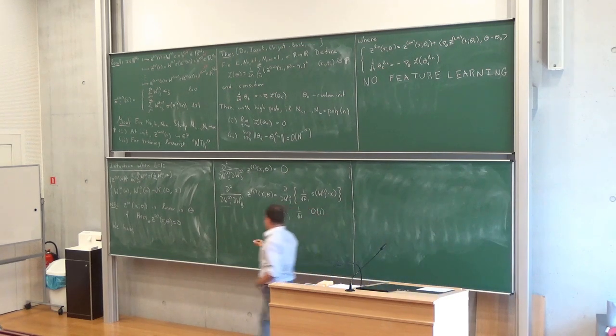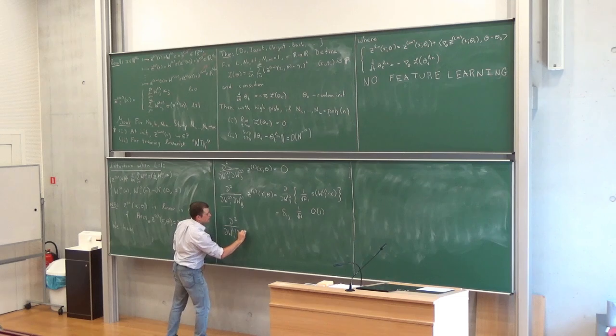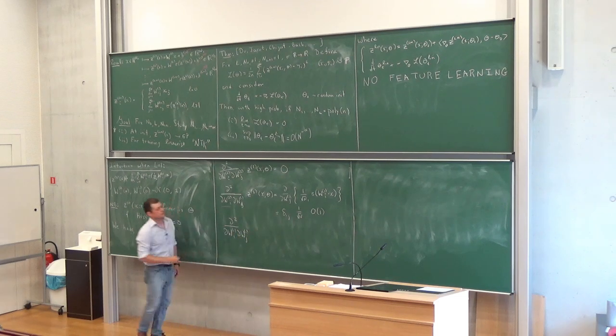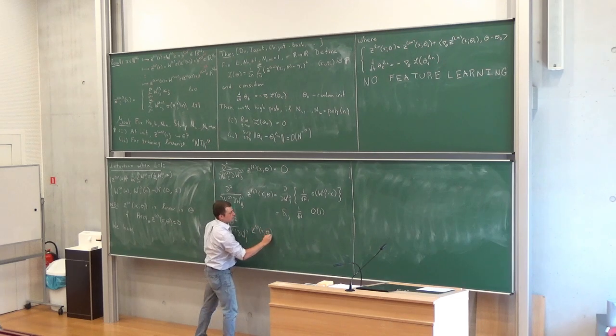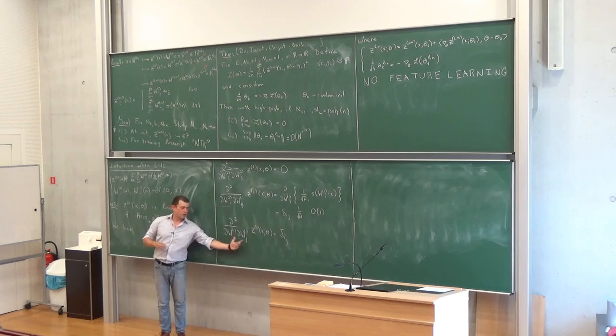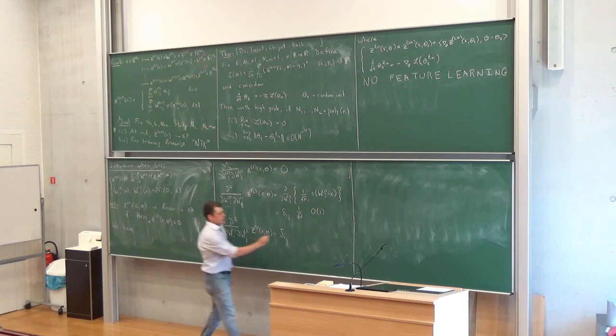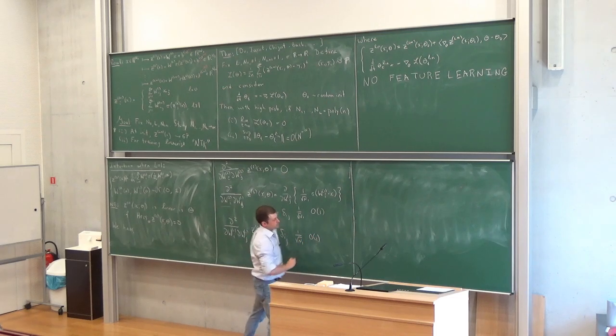Okay, and similarly, for the same reasons, the same thing is true if you calculate the mixed partials with respect to the first layer weights of z2 of x and theta. You again get a delta ij for the same reason. The different neurons don't interact with each other. And you get a 1 over square root of n1, and then you get something that's order 1.